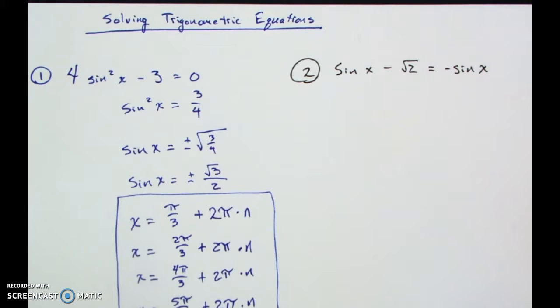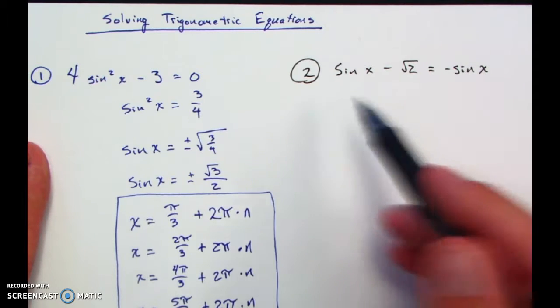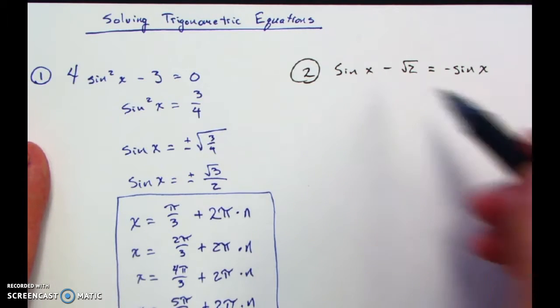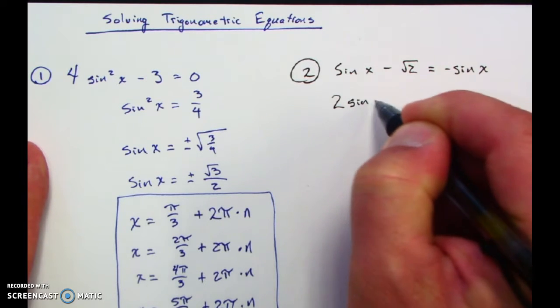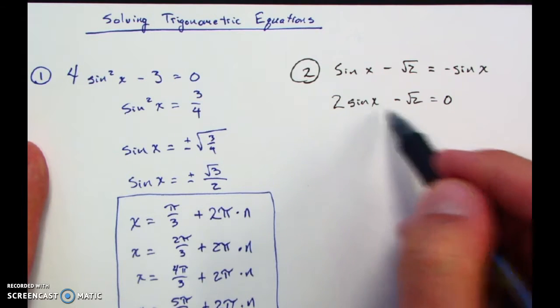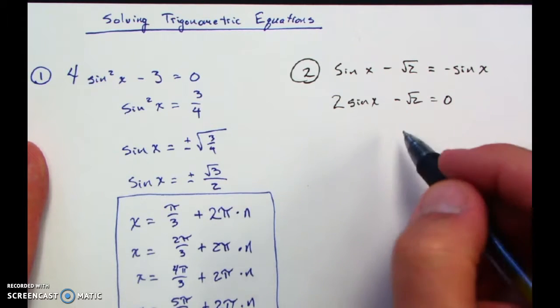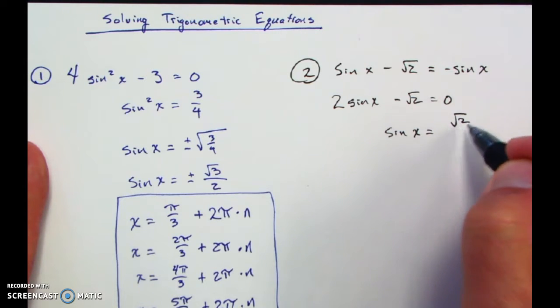Remember our rules from algebra. Here we're solving for x, and I have sine of x on both sides, so I want to get them on the same side. So I'm going to add that sine of x over to this side, in which case now I would have 2 of them: 2 sine of x minus the square root of 2 is equal to 0. Solving for that, I'm going to add that square root of 2 over. Also need to divide by 2. So we end up with square root of 2 over 2.